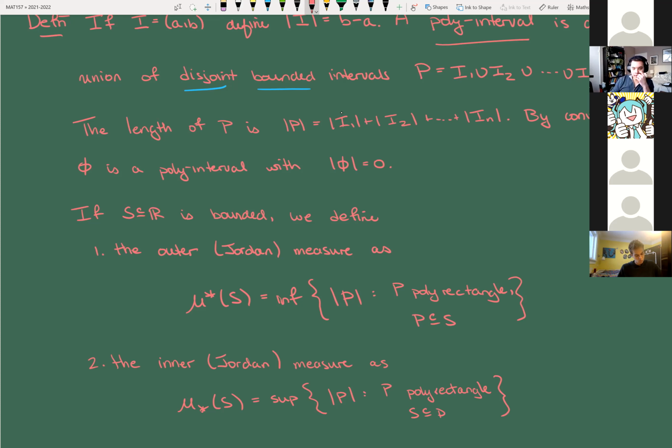So what we're saying here is use a polyrectangle, which is just, again, a disjoint union of finitely many bounded intervals. So use those things whose area we know, right? Just like rectangles, we know what the area of an interval should be. Now cover your set with those polyintervals, or sorry, polyrectangles. Or have I been calling it polyinterval or polyrectangle? Oh, sorry, this should be polyinterval. Rectangle is what you use in higher dimensions, right?